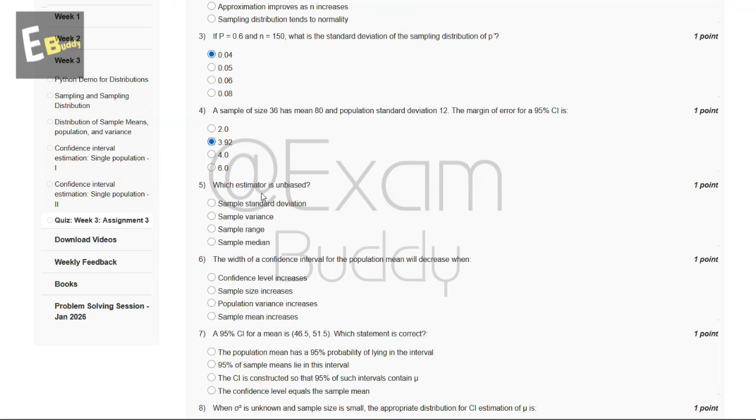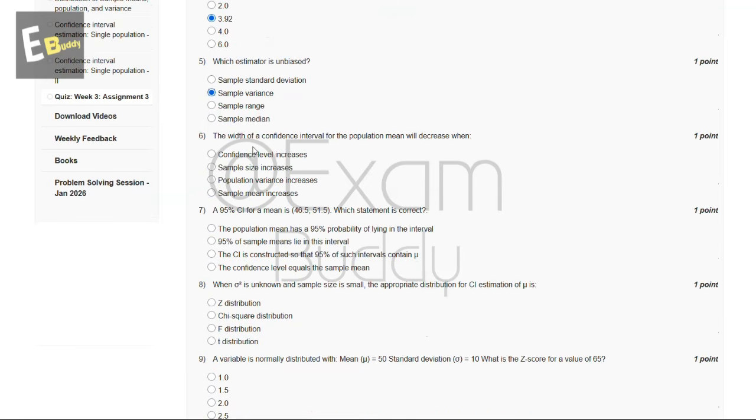And now let's go to our question number 5. Which estimator is unbiased? So these are the options, and the answer for our fifth question is D, sample variance. And now let's go to our question number 6. The width of a confidence interval for the population mean will decrease when? So these are the options, and the answer of our sixth question is B, sample size increases.